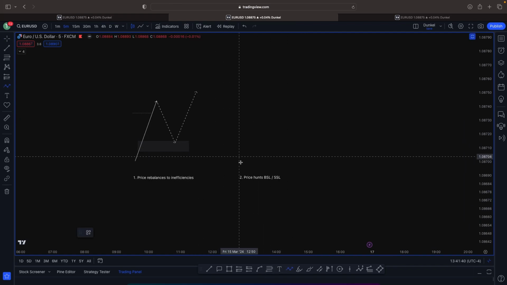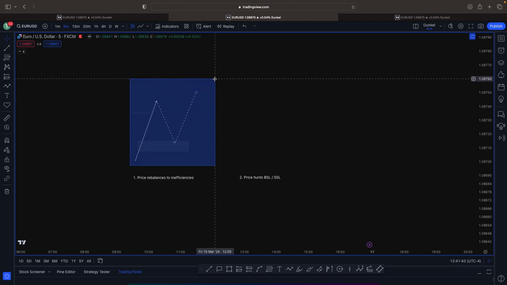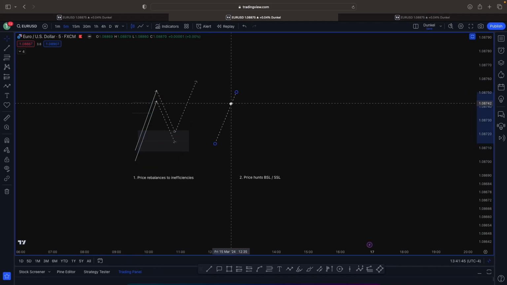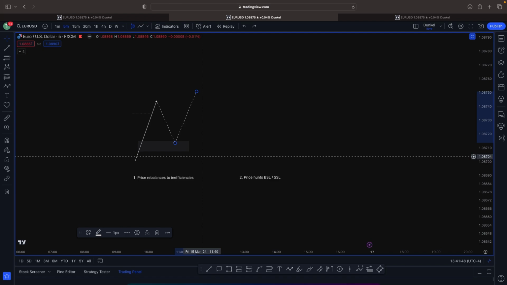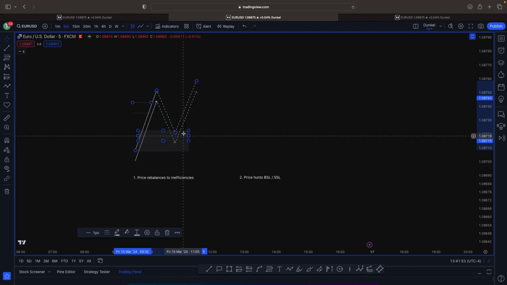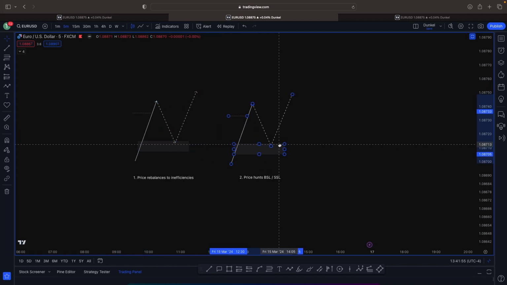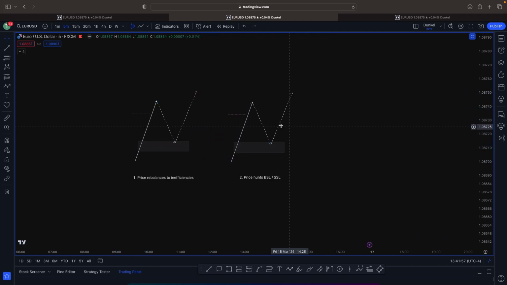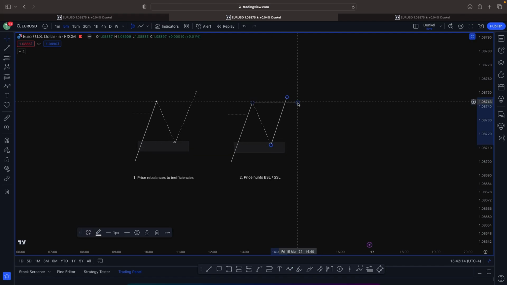So in this case, let me just copy that. In this case, we return to the inefficiency like I explained before, and the next thing we can expect is again that price targets buy side or sell side liquidity.